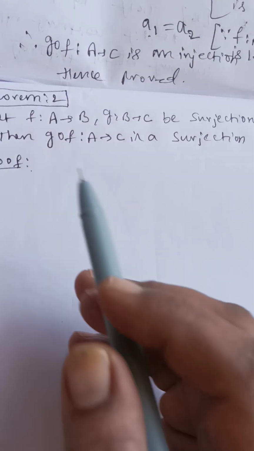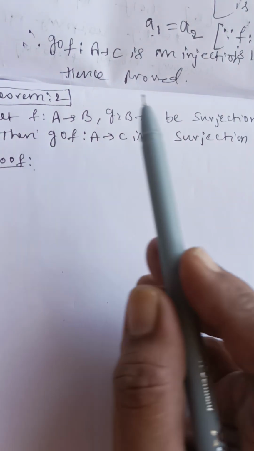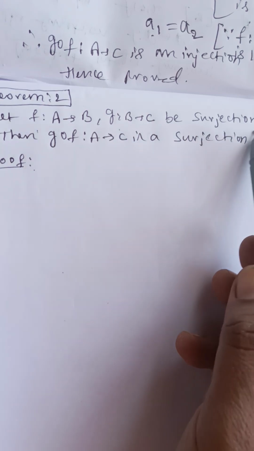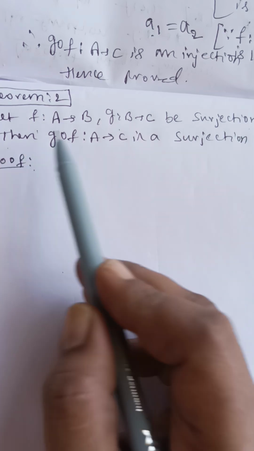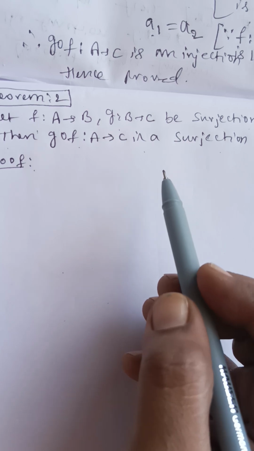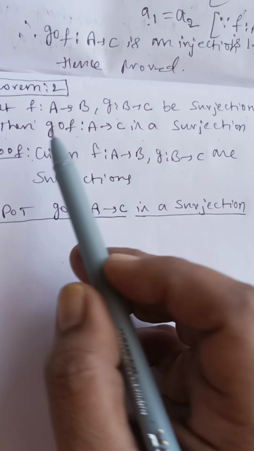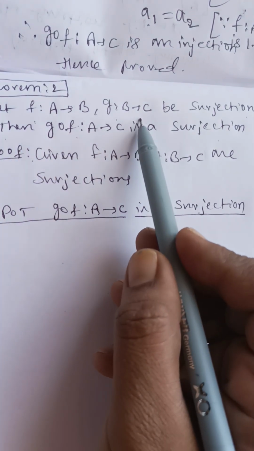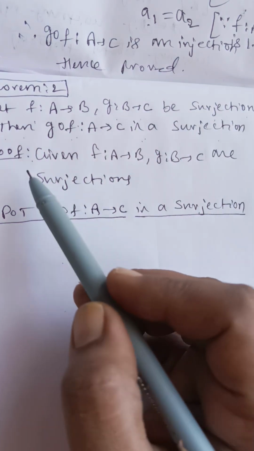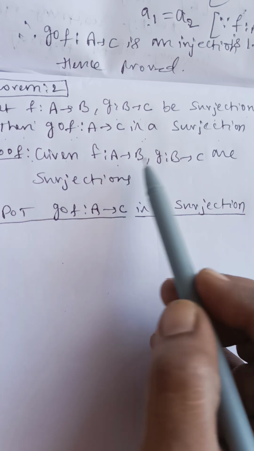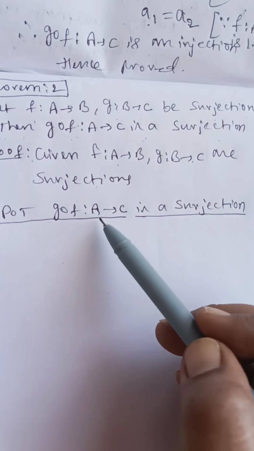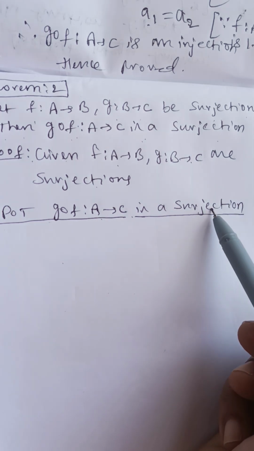Okay, the second theorem is: let f maps A to B, g maps B to C be surjections, onto. Surjection is an onto function. Then g circle f maps A to C is also a surjection. Given f maps A to B, g maps B to C are surjections, we have to prove that g circle f maps A to C is also a surjection.